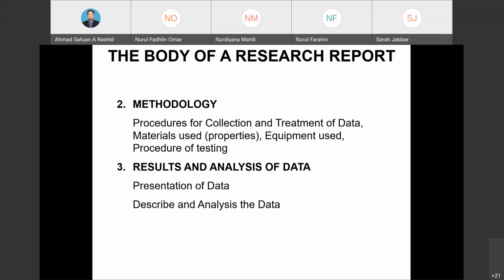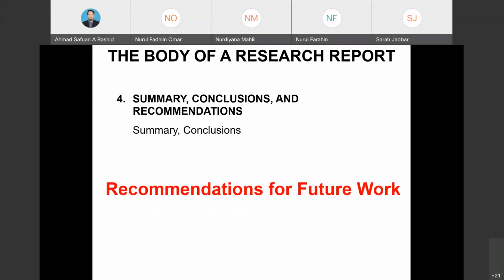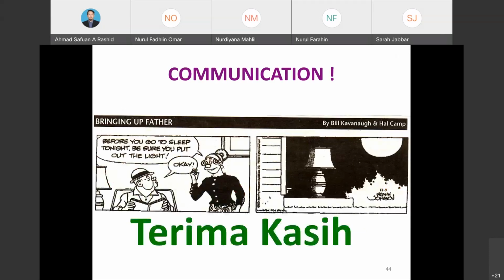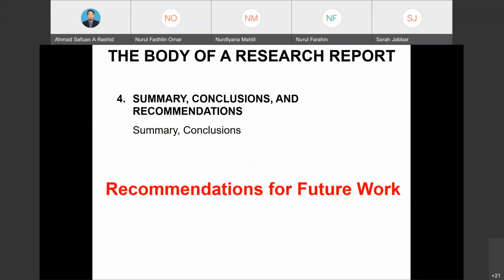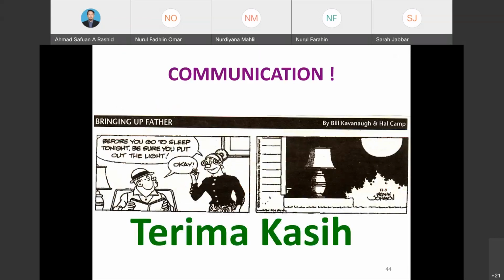Methodology: procedure for collection and treatment of data, materials used, equipment used, procedure of testing. Results: analysis of data, presentation of data, describe and analyze the data. Then summary, conclusions and recommendations for future work, as I discussed previously. So I guess that's all for the slide.